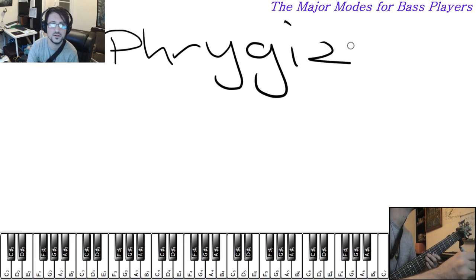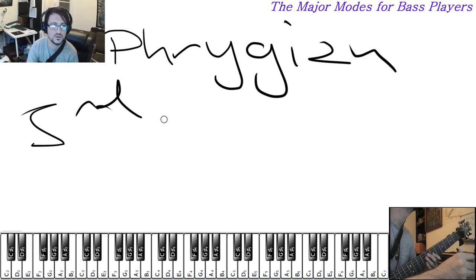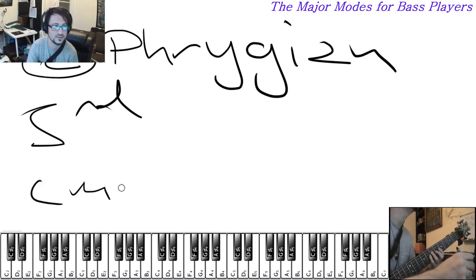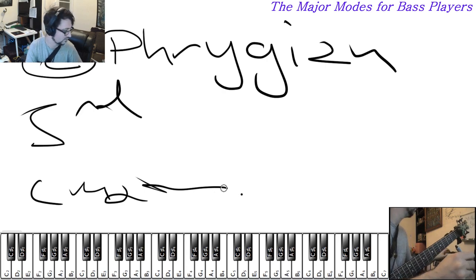3rd mode is Phrygian, and that is the 3rd mode, and it would be in E. So it'd be E Phrygian in the key of C major. So obviously we move up like we did before to the 3rd increment of the scale, so the 3rd note of the scale, and then we play this range of notes.